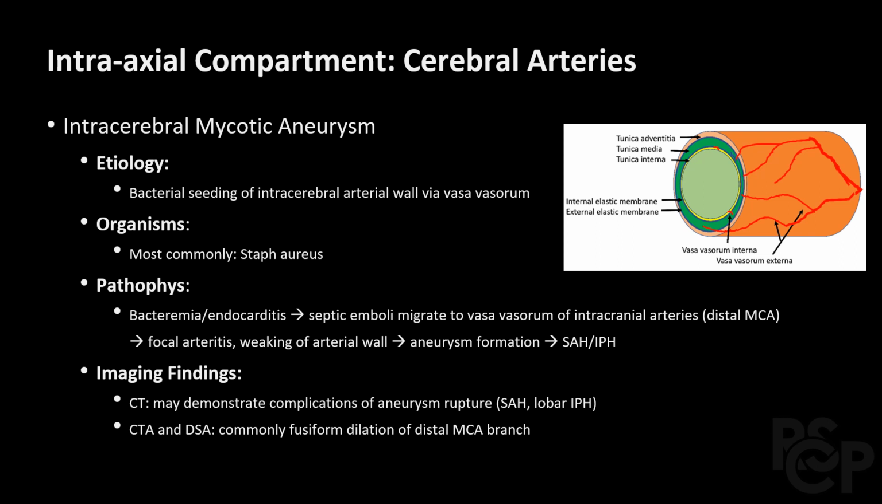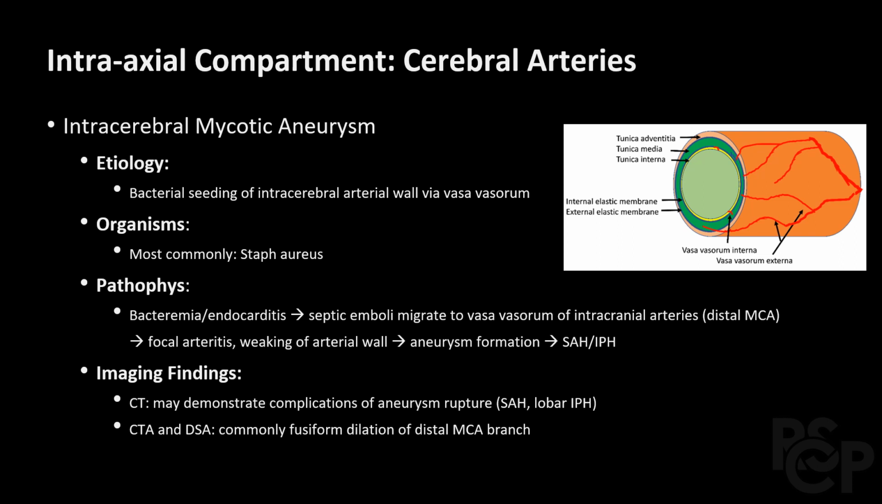Organisms that are implicated most commonly is Staph aureus, commonly seen in cases of patients who are bacteremic or have endocarditis, in which the bacteria is spread via vegetation on the heart, and septic emboli will migrate via the vasa vasorum to the intracranial arterial wall, and commonly this is seen in the distal MCA.